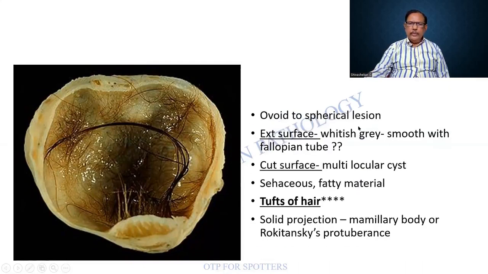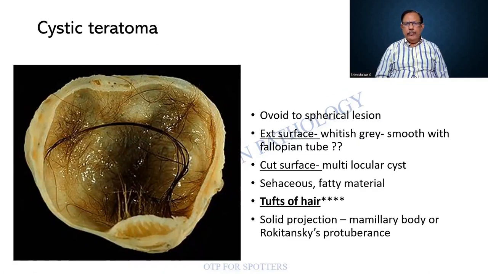So ovoid to spherical lesion, external surface will be smooth. You may see a fallopian tube, which means it is ovary. Cut surface, multilocular cyst, and sebaceous material or fatty material, tufts of hair. Solid projection called the Rokitansky's protuberance or the mammillary body. The diagnosis is cystic teratoma.